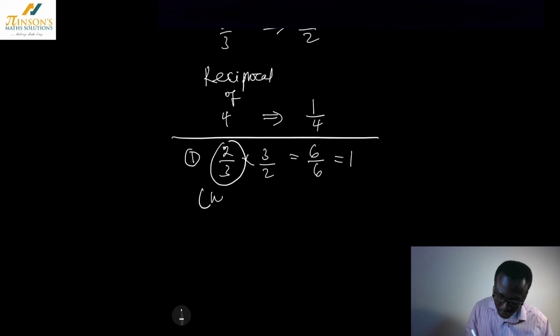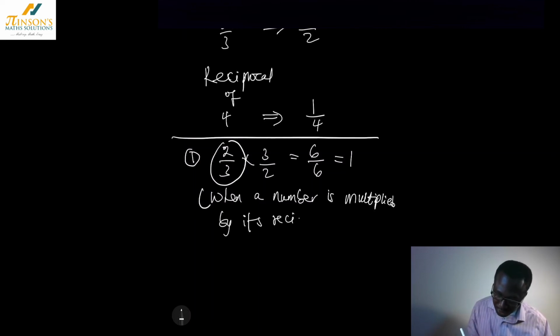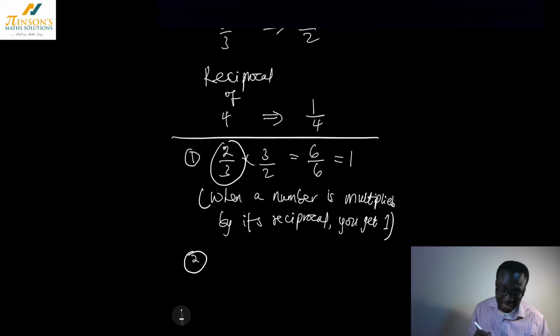Okay, so you can take note of this: when a number is multiplied by its reciprocal, you get 1. Okay, that's number 1 fact. The second fact that we need to know, pay attention carefully, is that when I divide a number by 1, I get the same number.